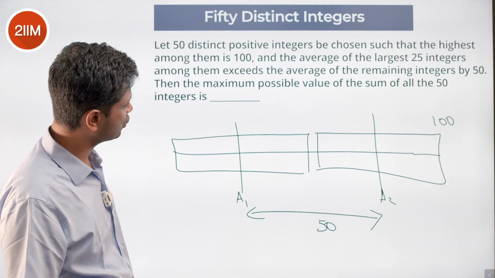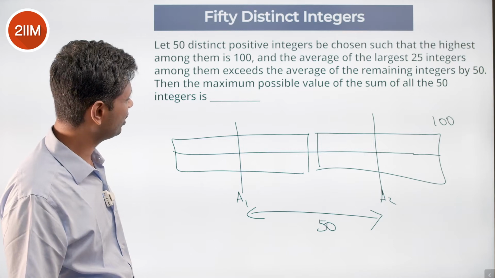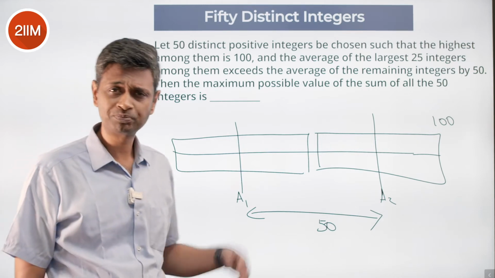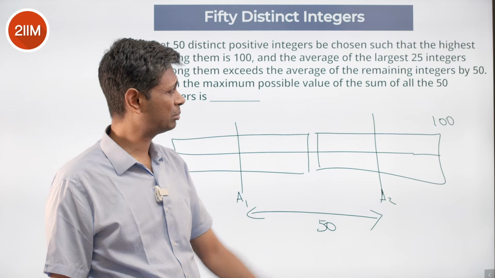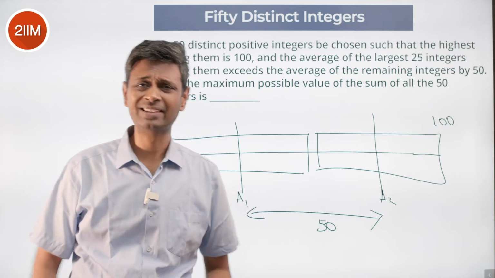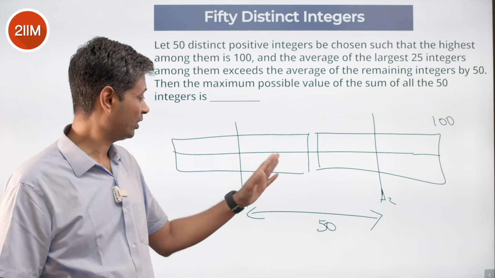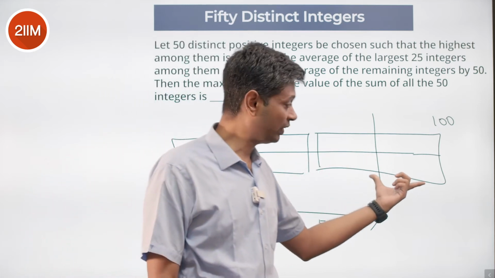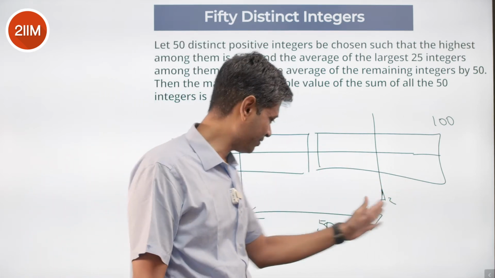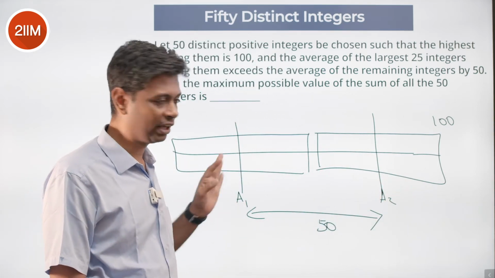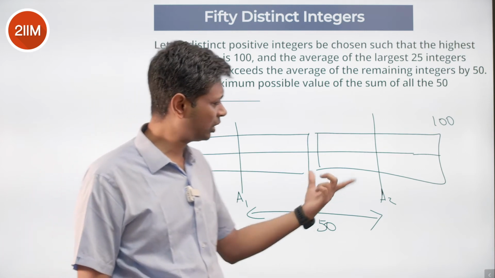The average of the largest 25 integers among them exceeds the average of the remaining by 50. We want to find the maximum possible value of the sum of all. We want it to be as high as possible. They are distinct. Forget about this 25. If these 25 are high, the average is 50 more, so this will also be as high as possible. What is the scenario for these 25 being high?